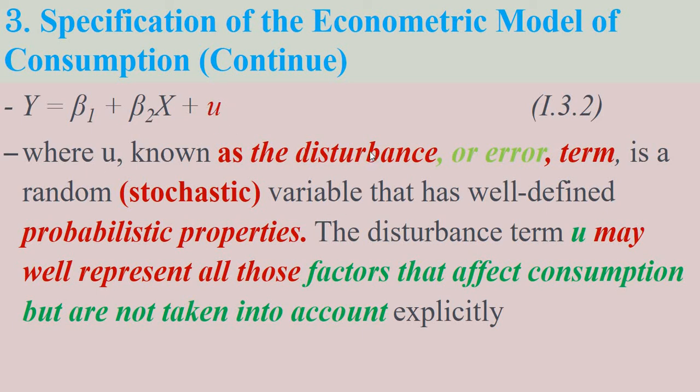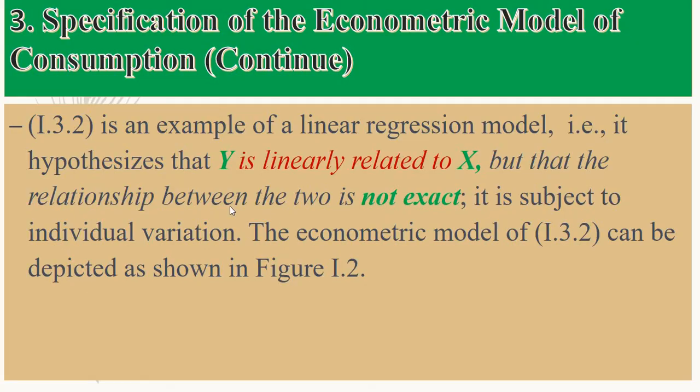Also known as the disturbance term or error term, it is stochastic, because we are taking a random variable. A stochastic variable has well-defined probabilistic properties, and this mu represents the factors affecting consumption that are not taken into account explicitly. If we don't take any value in our model, but we can imagine that it may affect our model, then all of those terms will be included in this term mu. So this is very simple. If you think that it may affect my model, then simply add it here. This is our term, and this is the continuation of this econometric model.